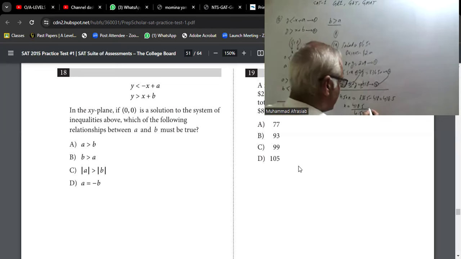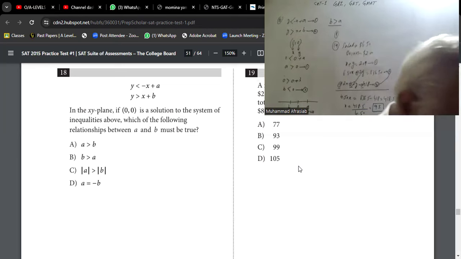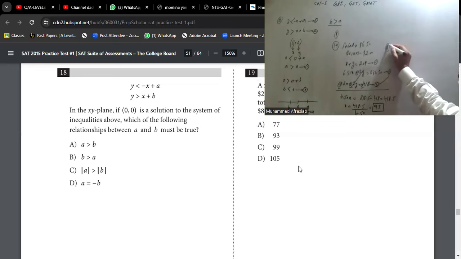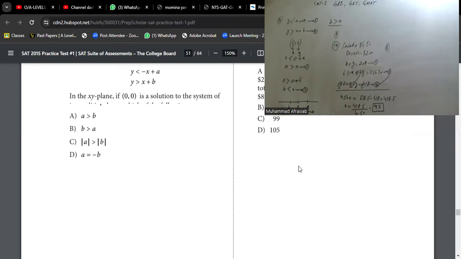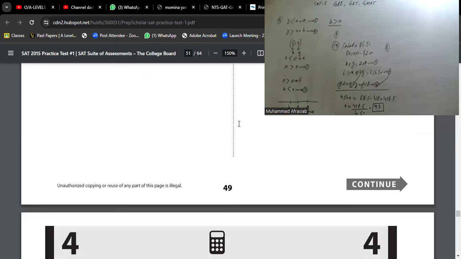So the value of this is 93. Now we have to look at the answers. Which one is the 93 answer? That is answer B. So the solution of question 19 is B. Now we solve question number 20.